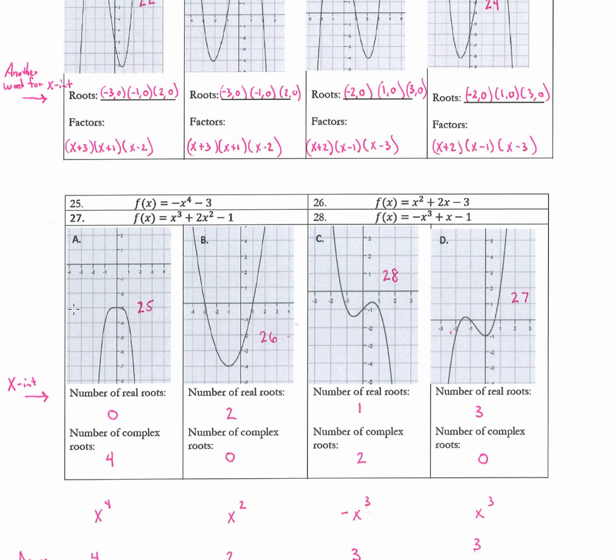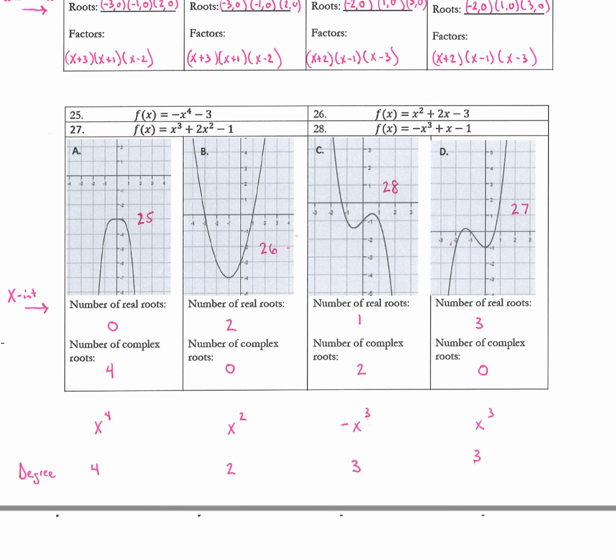Okay, down here, 25 is this negative x to the 4th. It kind of looks like this, and in this case there are no real roots, no x-intercepts, which leads us to know that there are 4 complex roots. Remember, complex and imaginary are the same thing.